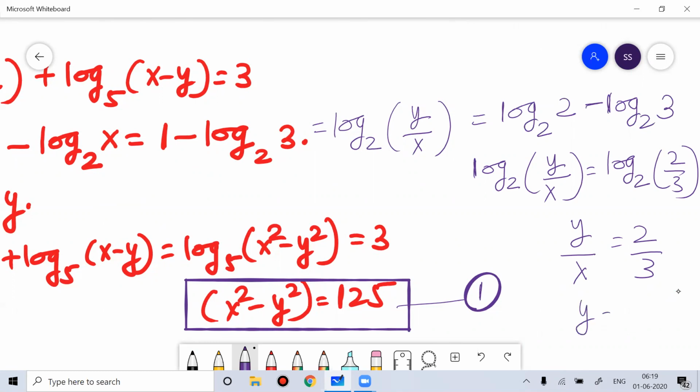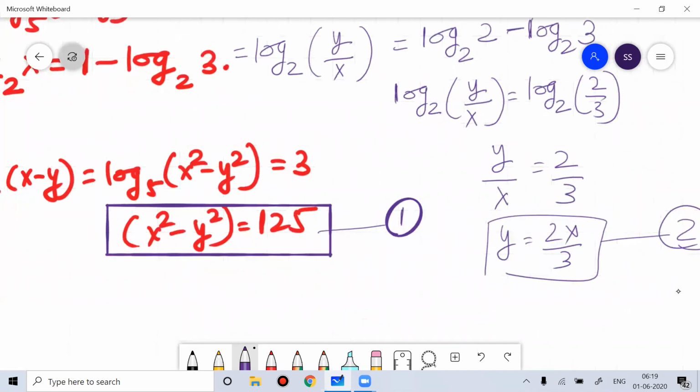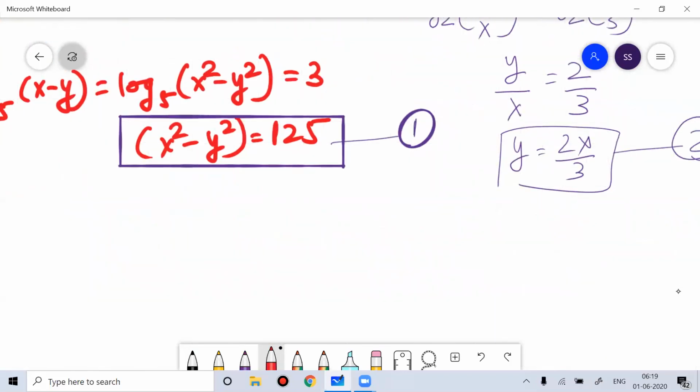So you can say y is equal to 2x by 3. This you can write as equation number 2. So now you just need to put the value of equation 2 in equation 1. So if you put the value of equation 2 in equation 1, in place of y, you can write 4x square by 9 is equal to 125.